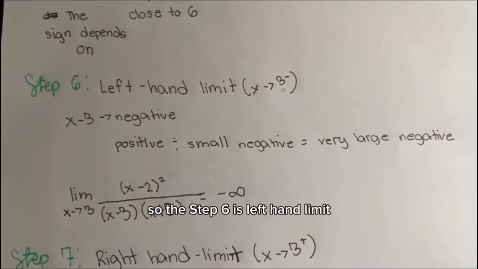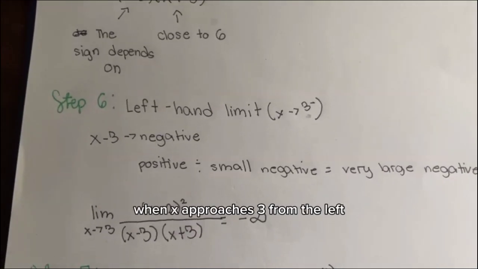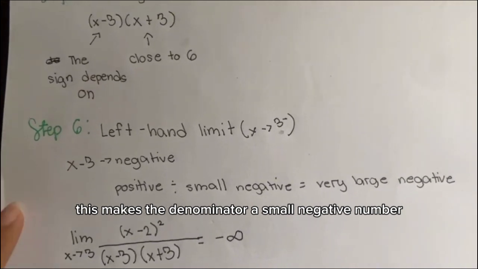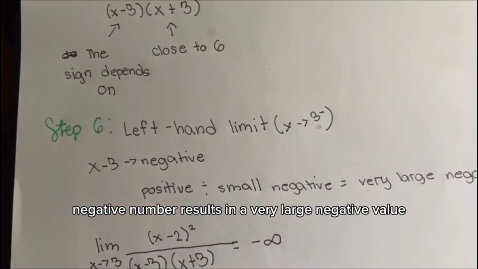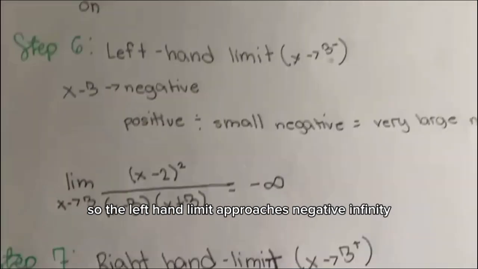Step 6 is the left-hand limit. When x approaches 3 from the left, x minus 3 is negative. This makes the denominator a small negative number. A positive number divided by a small negative number results in a very large negative value. So the left-hand limit approaches negative infinity.